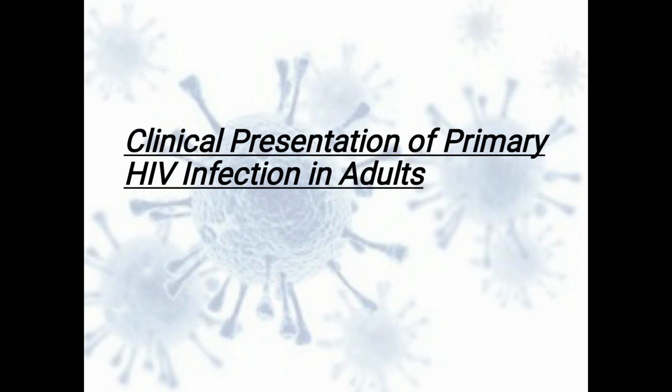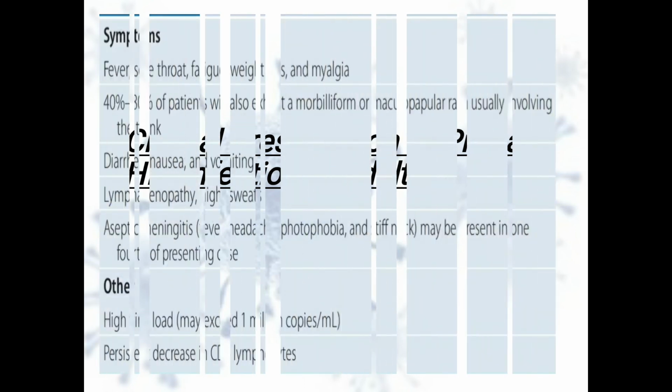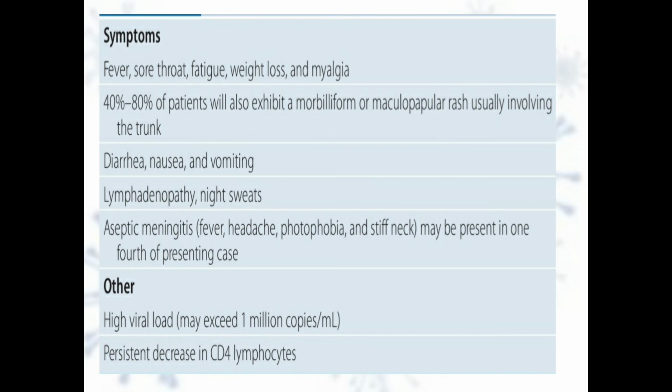First of all, clinical presentation of primary HIV infection in adults. The clinical presentation of primary HIV infection may vary, but patients often have an acute retroviral syndrome or mononucleosis-like illness. So these symptoms often last 2 weeks and hospitalization may be required for 15% of the patients. So mostly the symptoms you can see fever, sore throat, fatigue, weight loss and myalgia. And 40 to 80% of the patients will also exhibit a morbilliform or maculopapular rash, usually involving the trunk.